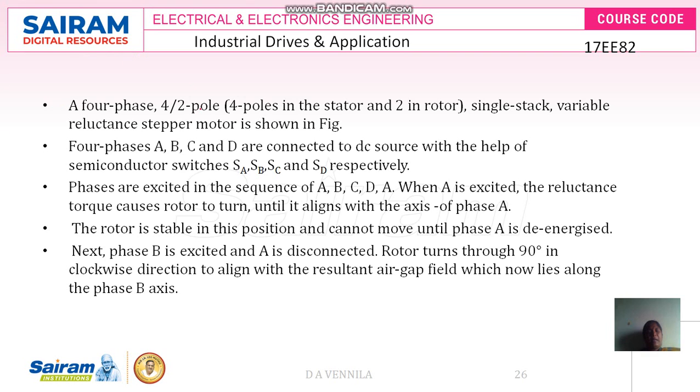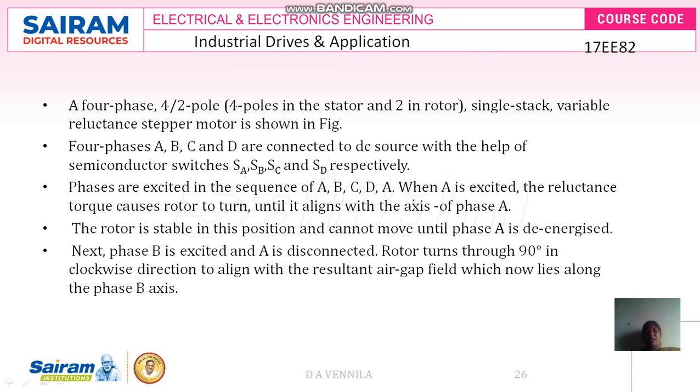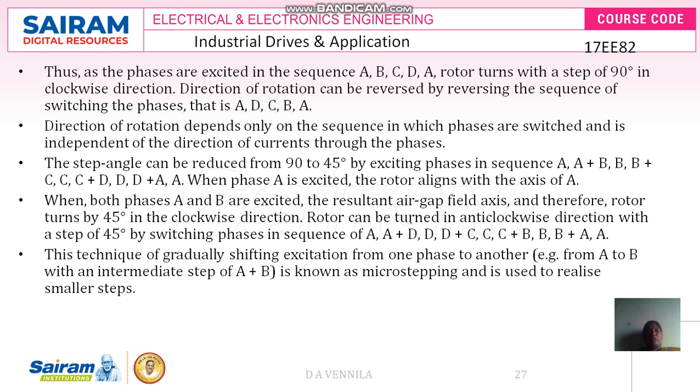If you want to excite the phases in a clockwise direction, the order will be A, B, C, D, A. If you want to excite in the anti-clockwise direction, then it will be A, D, C, B. For each excitation, the rotor will rotate 90 degrees in the clockwise direction. If you want 45 degrees instead of 90 degrees, you excite A plus B, B plus C, C plus D, D plus A.